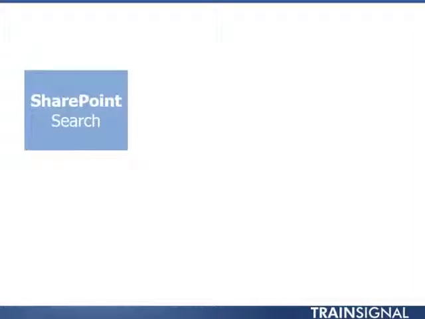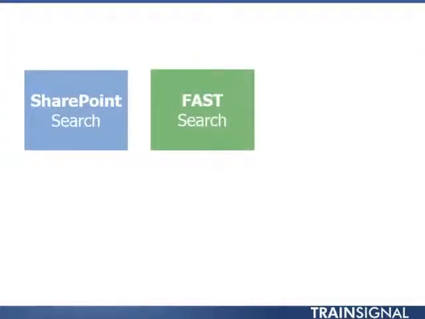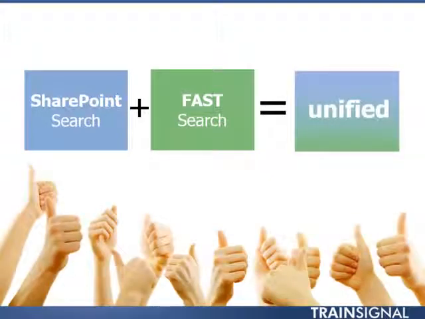Now in SharePoint 2010, we actually had two search products. We had our SharePoint Foundation Search and we had Fast Search. Now Fast Search was only available in SharePoint Enterprise and it was a separate install and a separate license. And if you didn't have the Enterprise version of SharePoint, you had no access to Fast Search. And that was kind of unfortunate because it really was a great tool. Well, what they've done this time is they've combined SharePoint Search and Fast Search into one unified tool, and that is really, really great.